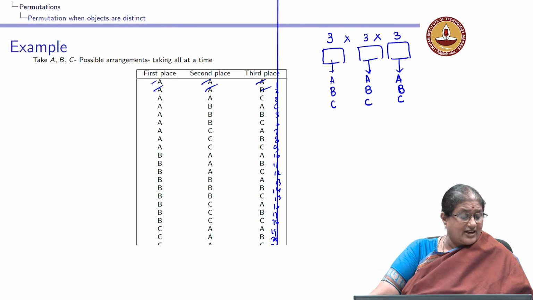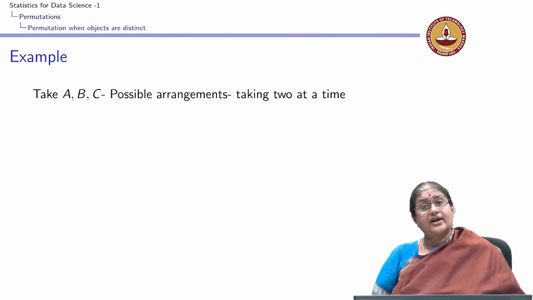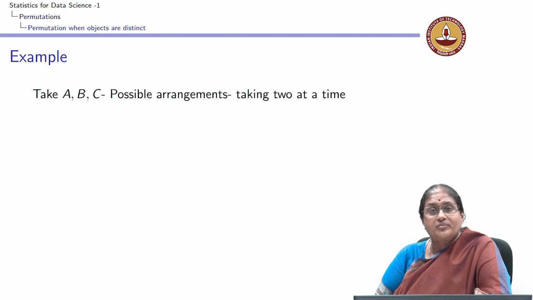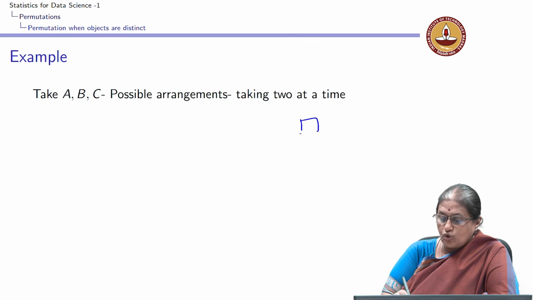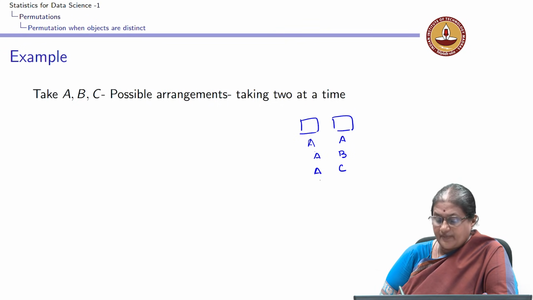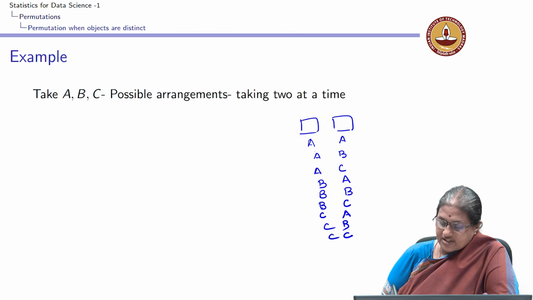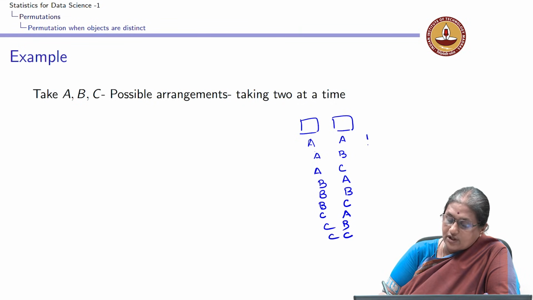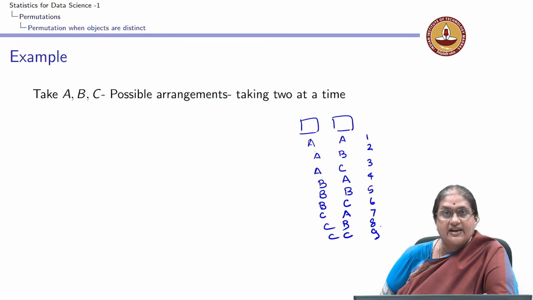So, let us look at the second example. Now, suppose I am looking at the same possible arrangements, but now I am taking 2 at a time. So, I have 2 boxes. The first box can be an A, the second box can be an A. First is an A, second can be a B, first is an A, second can be a C. Similarly, first is a B, second can be an A, first is a B, second can be a B, first is a B, second a C. C goes with an A, B or C. I am allowing repetition. So, you can see the total number of possible arrangements in this case is 9.